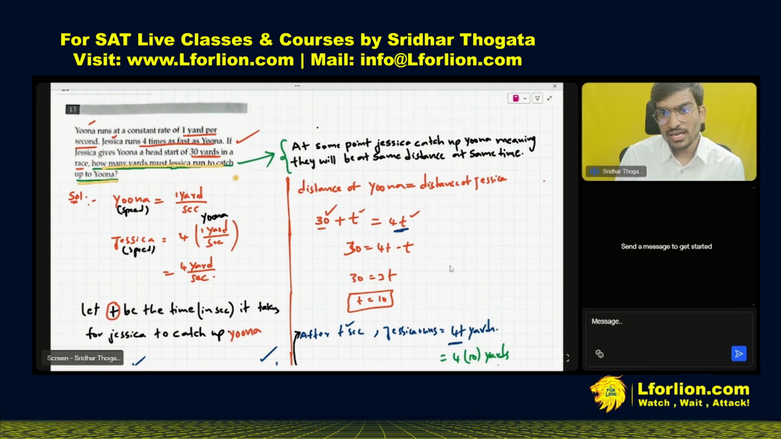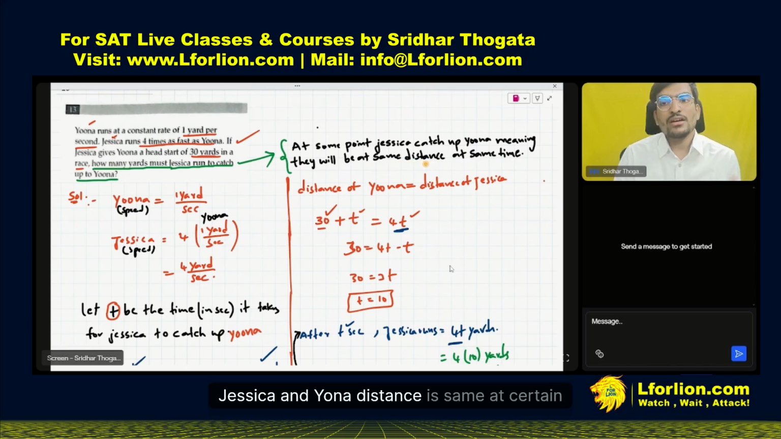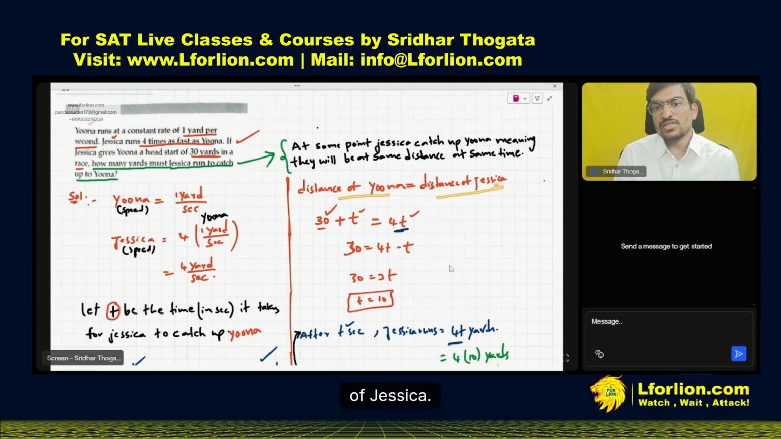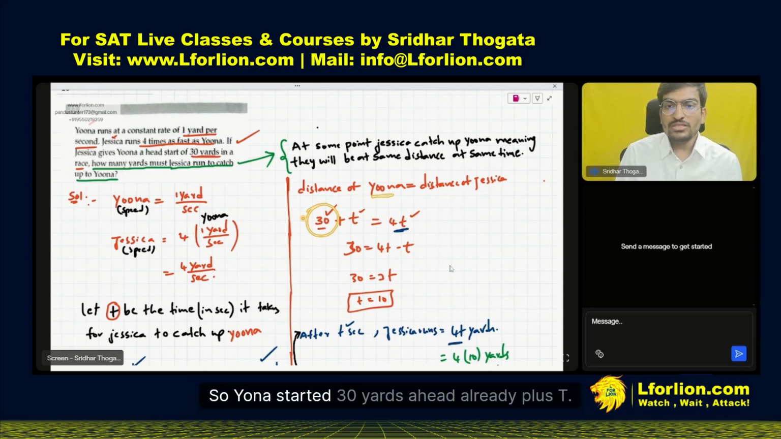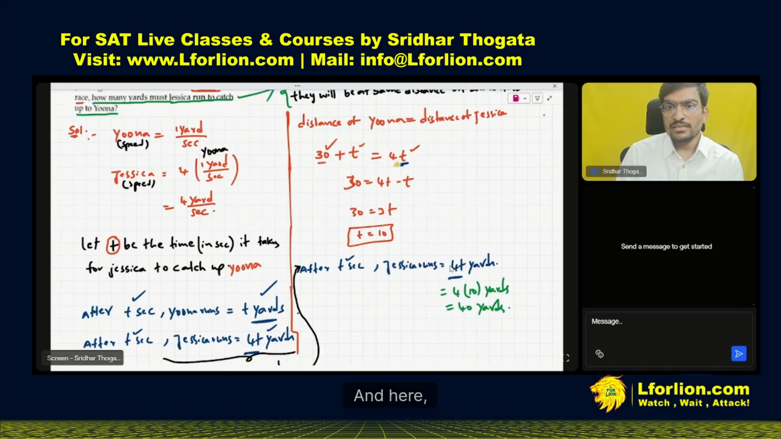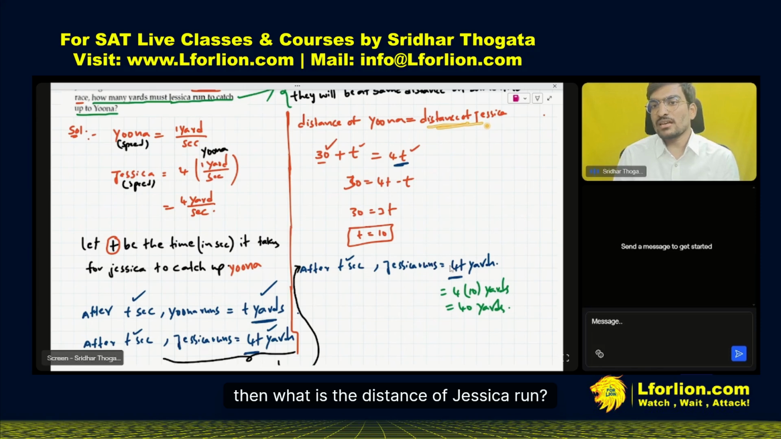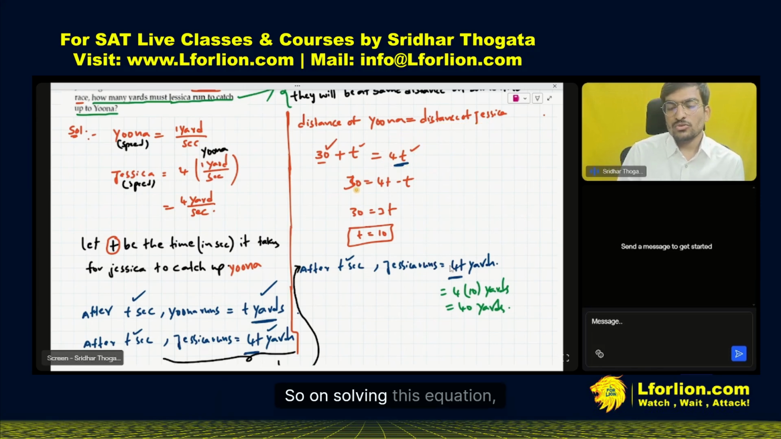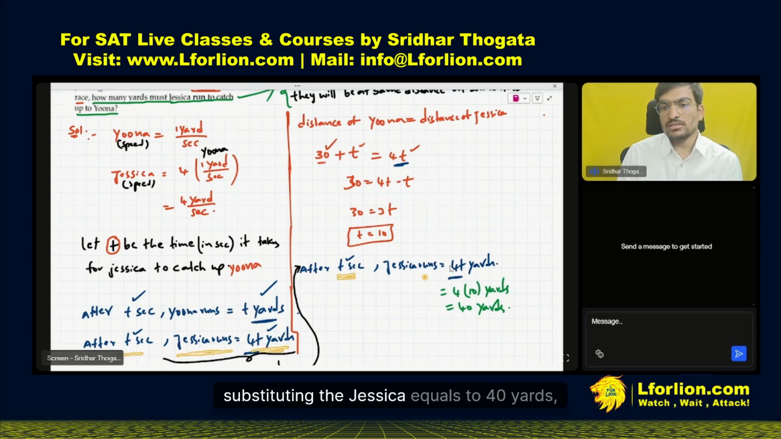What does it mean indirectly? Which means at a certain point, their distance is the same. Jessica and Yona's distance is the same at a certain point. So I just wrote distance of Yona equals distance of Jessica. Yona started 30 yards ahead already, plus what does this T represent? T yards. And then what is the distance Jessica runs? 4T yards. So on solving this equation, we get T equals 10. So we know that after T seconds, Jessica runs 4T yards. Substituting there, T equals 10, we get 40 yards.